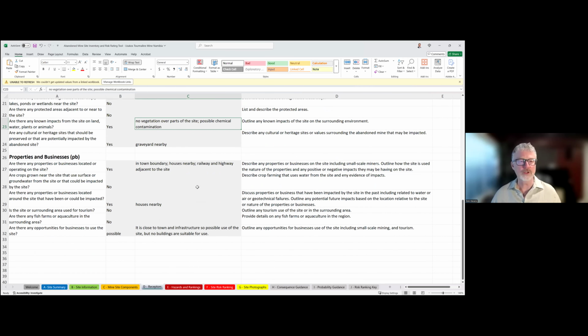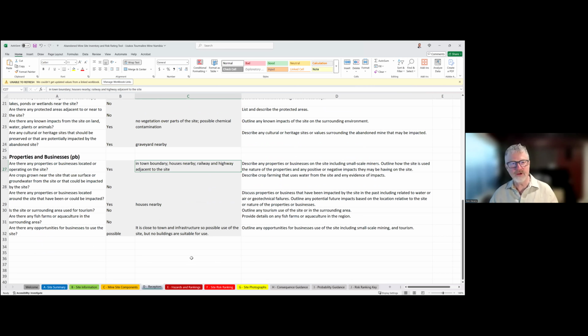And then finally, we looked at properties and businesses. Are there any properties or businesses located or operating on the site? It's in town boundary. We saw from one of the photographs earlier, there's a house really right adjacent to that site. There's a railway and the highway adjacent to the site. So there is potential for those properties or businesses to be impacted.